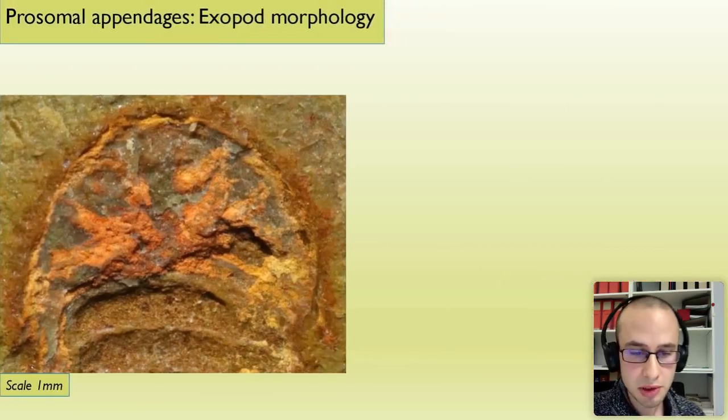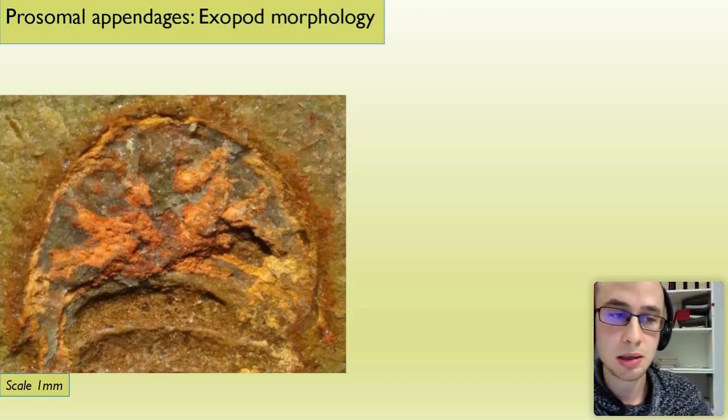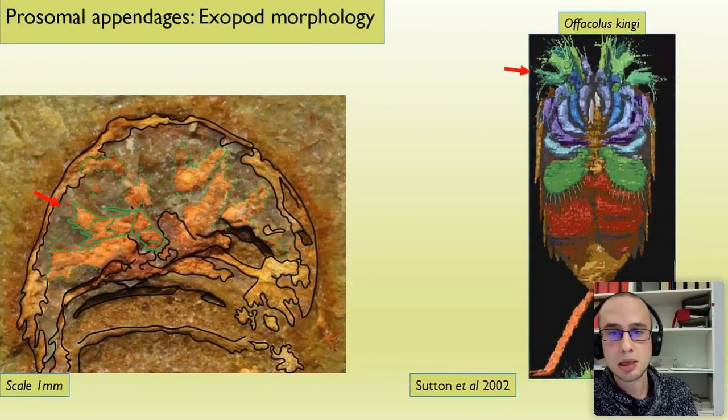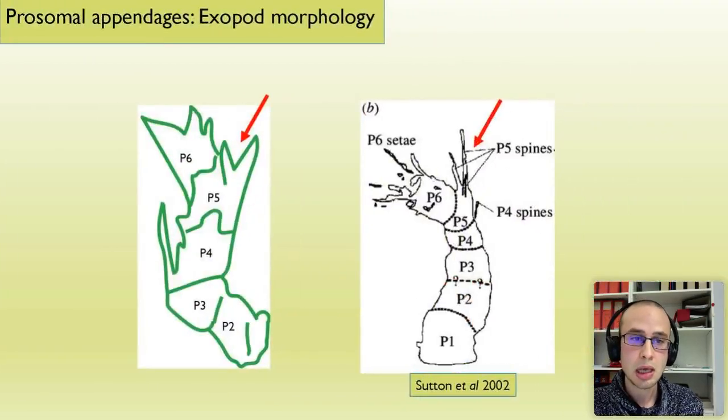In the end, this other specimen gave us the chance to study the anatomy of a single exopod, giving us the chance to compare it with the exopod of Offacolus. And if you have a look at them, you can see that they are quite similar in the anatomy, with a double spine on the preterminal podomeres and a seta on the terminal one.